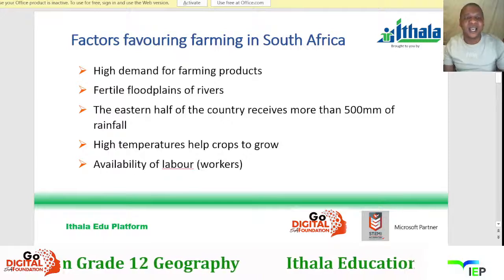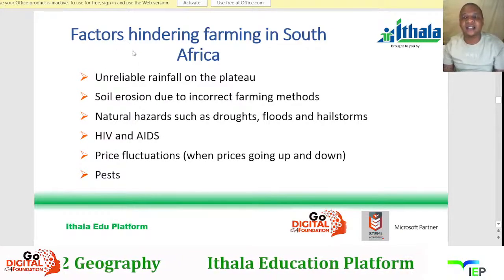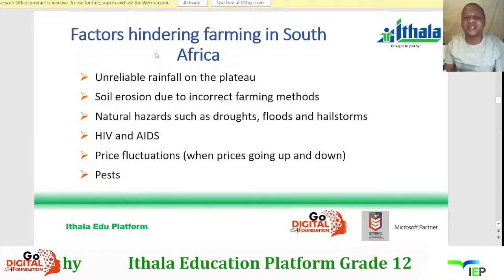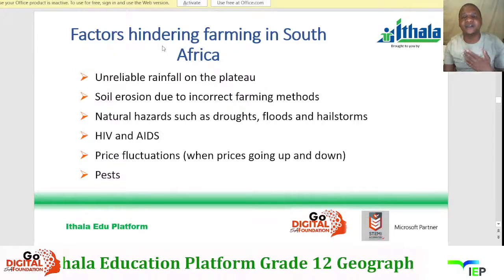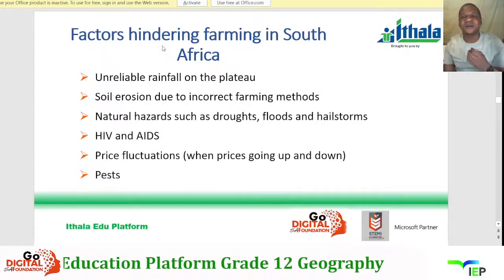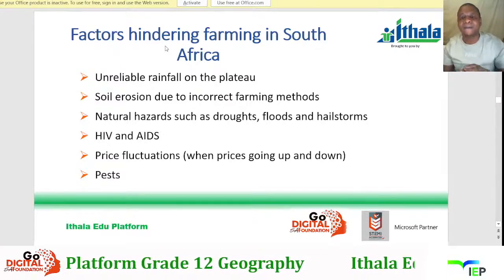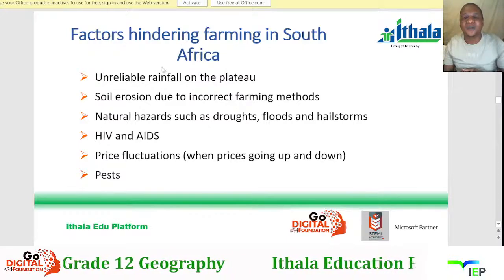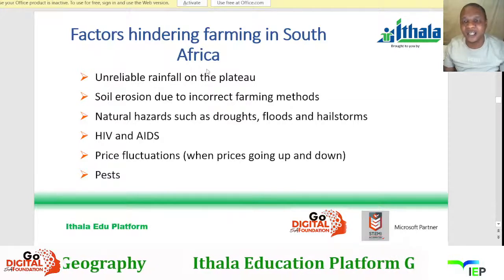Okay, now let us look at factors hindering farming in South Africa. Igama elithi hindering is more like a negative factor. We're looking at what exactly inevimba eSouth Africa ukuthi yenze farming la eSouth Africa. Ma iziphi izinto ezimbi ezenza ukuthi eSouth Africa ingabi nefarming eningi. So now we're looking at first things first, the unreliable rainfall, especially lapha kuma plateaus.